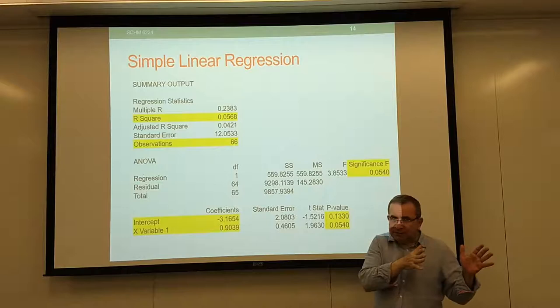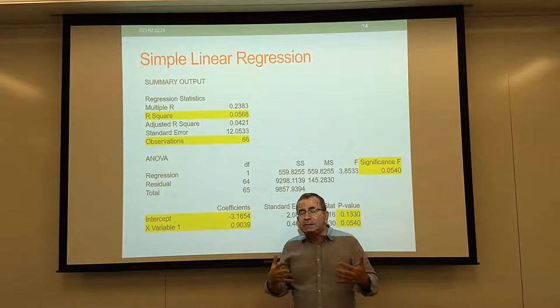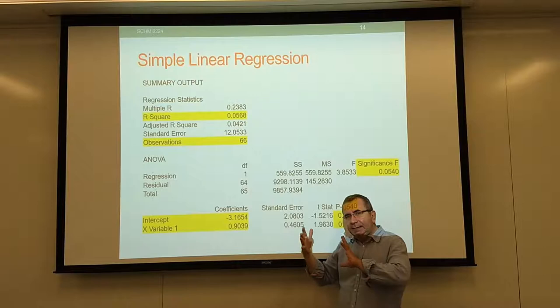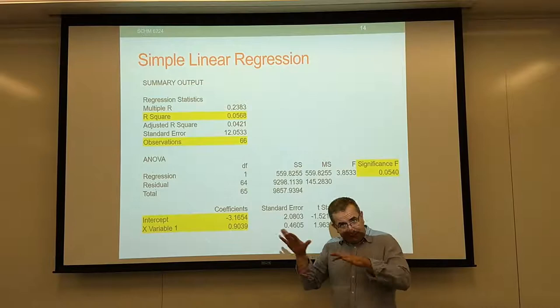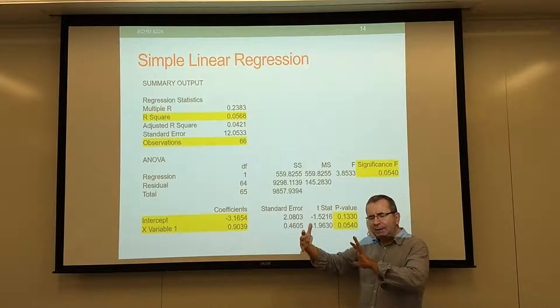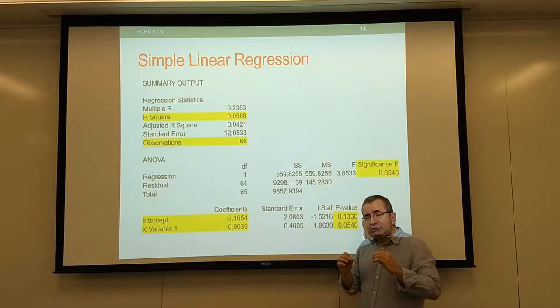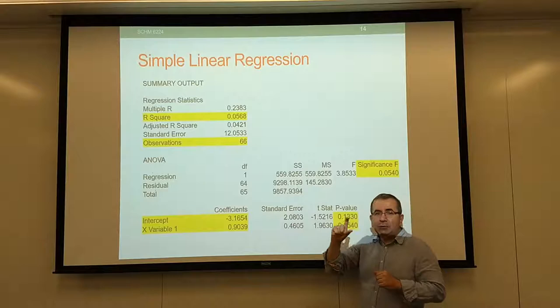Okay, our R square here is about 5%, which means that 5% of the variation in arrival delays can be accounted for by departure delays. Okay, so what this means here in this particular case, if you want to reduce arrival delays, reducing departure delays is only going to help you about 5%. Okay.